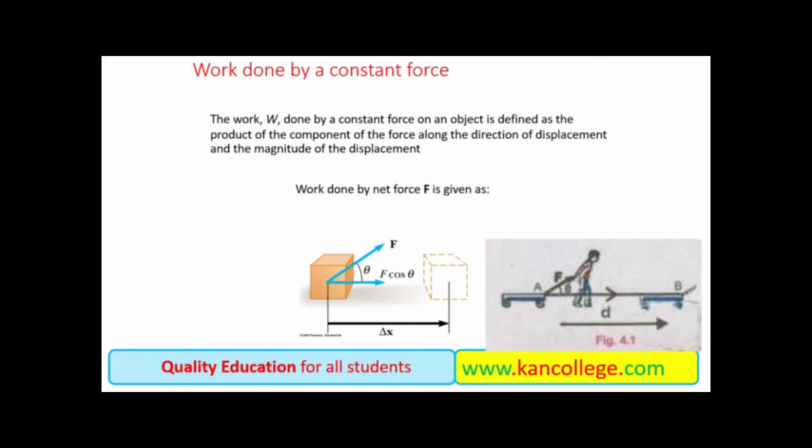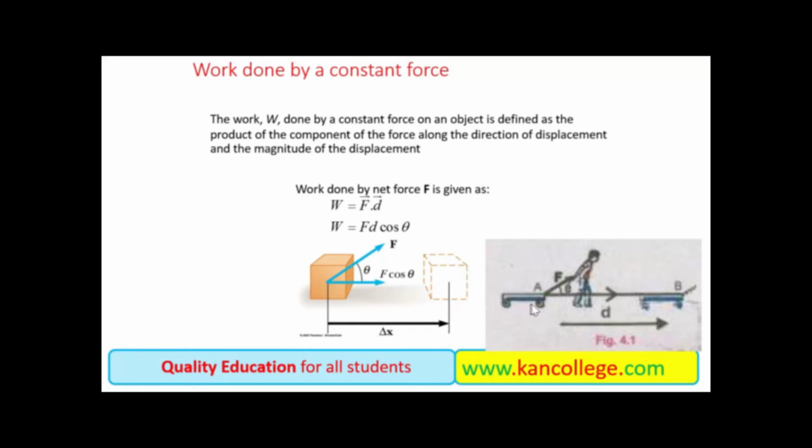And the work done by a net force is given by the formula, which is the dot product of force and displacement. And what is the dot product? We know that dot product is calculated by F D cos of theta: the magnitude of the first vector, the magnitude of the second vector, and the cos of the angle between the two vectors.